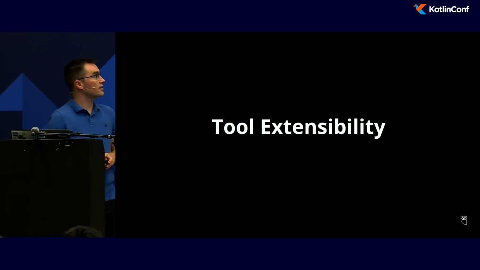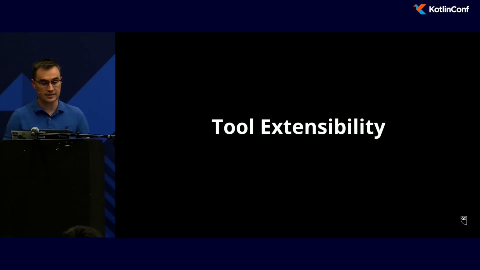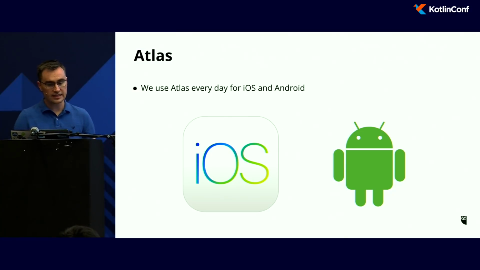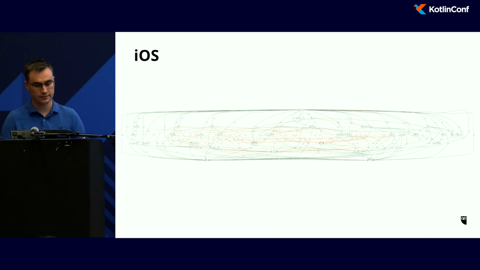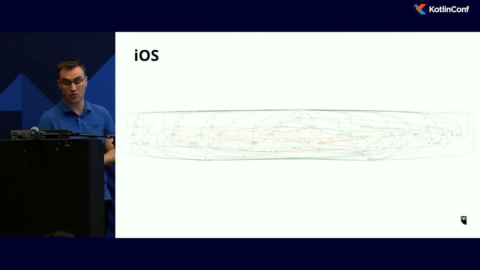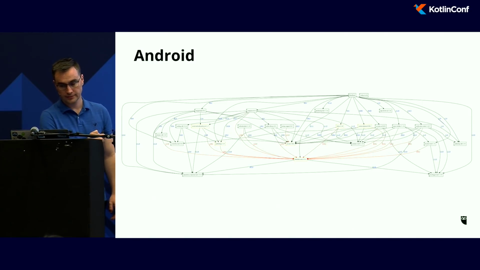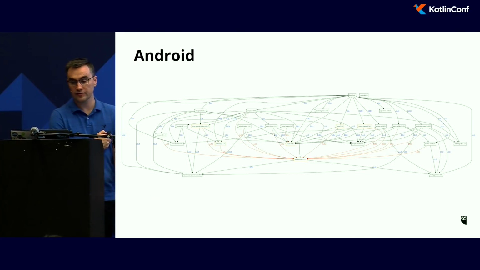So the tools, Atlas and Hestia, are meant to be extensible. And when we open source them, anyone will be able to extend Atlas and Hestia for their own use cases. As I said, we use Atlas daily for iOS and Android dependency visualization. The iOS dependency graph is quite dense, and unfortunately, Hestia does not yet support updating and fixing some of these graph problems. This is our current dependency graph for Android, and it looks like we should be bumping that Hootsuite core library to make the changes up through the graph.